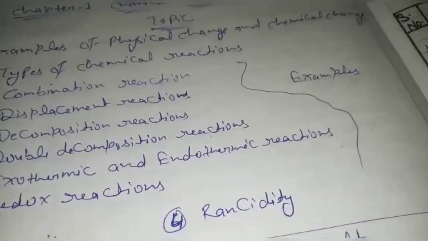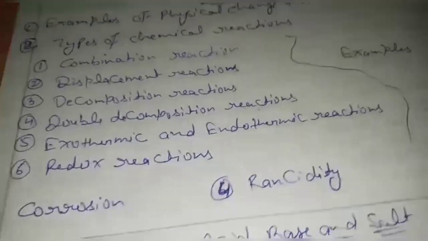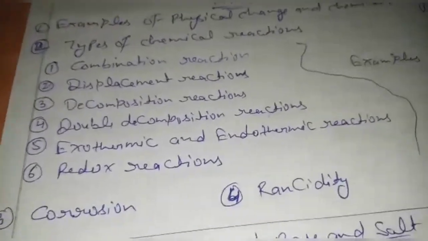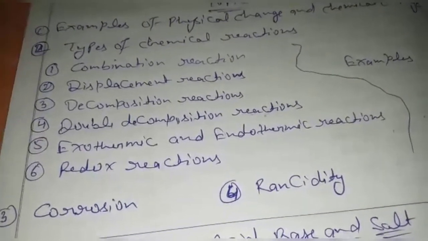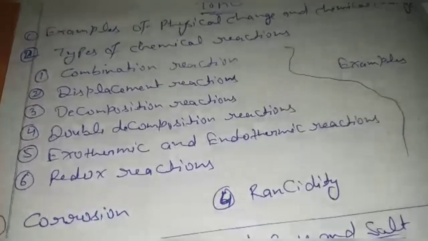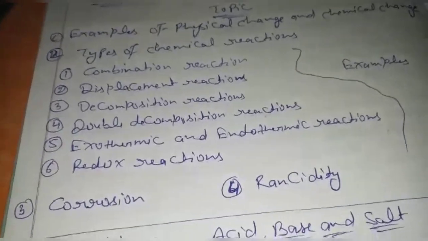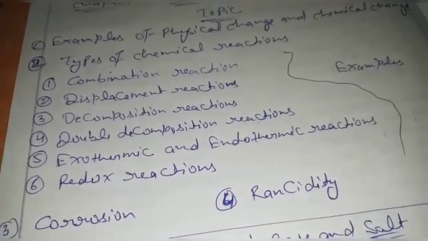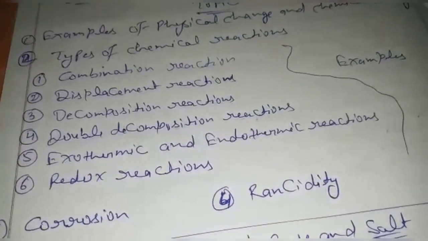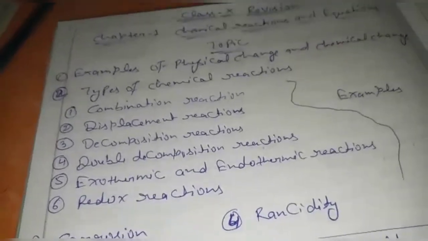What are the prevention methods of rancidity? First, you have to add antioxidants such as BHA and BHT. You have to learn the full forms of BHA and BHT. BHA means butylated hydroxyanisole and BHT means butylated hydroxytoluene. Okay. And other topics you have to learn.